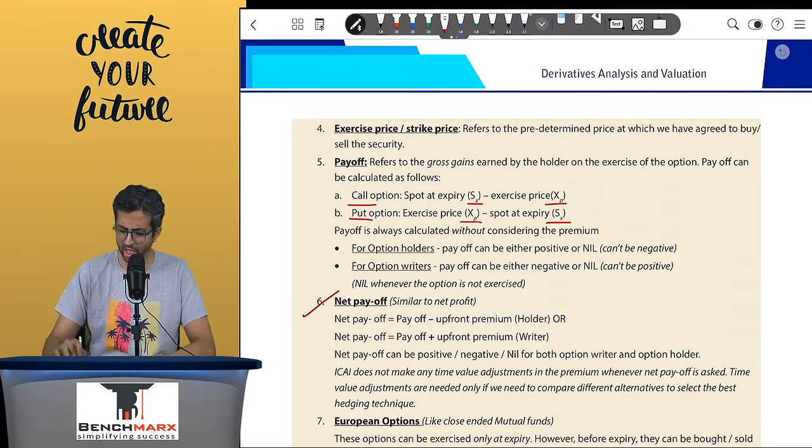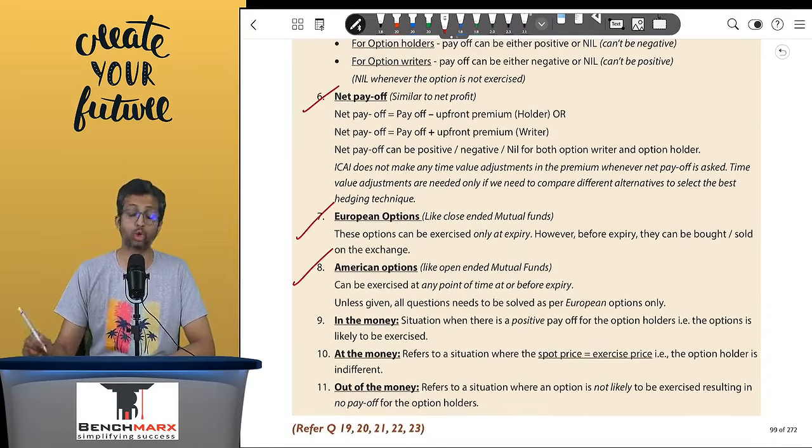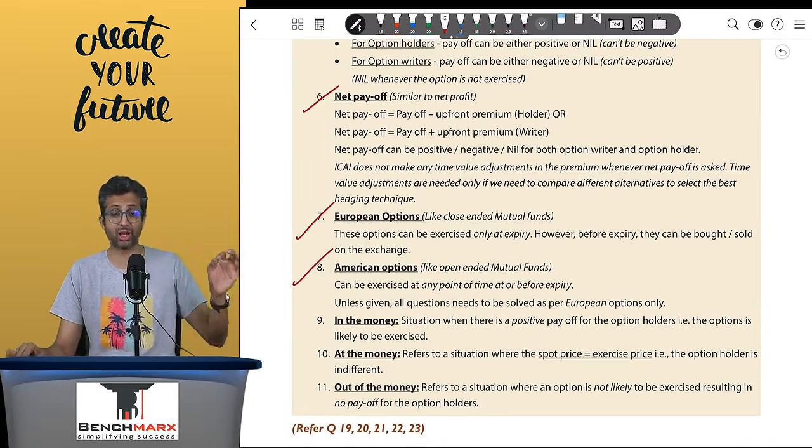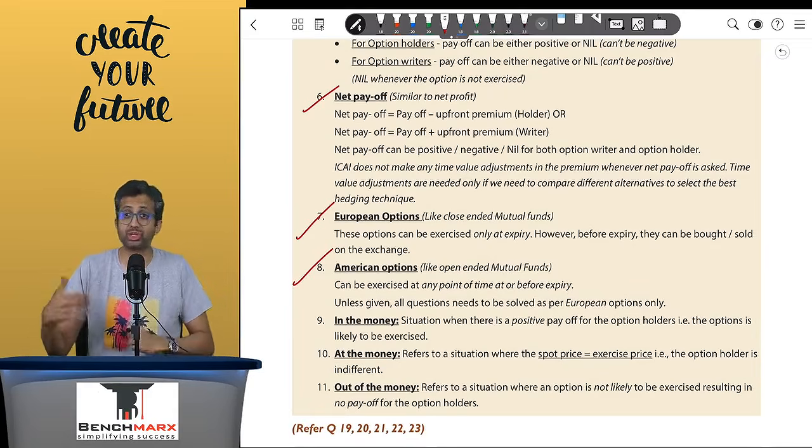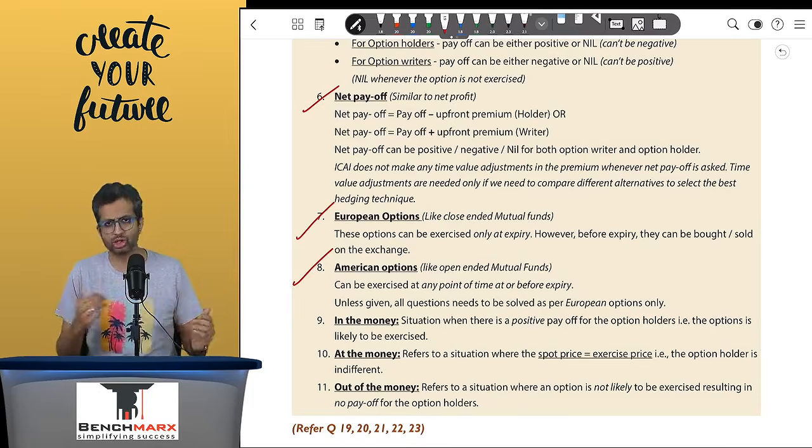So over here, there are two types of options. One is called a European option, which can be exercised at expiry only. However, you can trade, buy or sell that option on the exchange even before that. Second is the American option, which can be exercised at any time, at or even before expiry, and which can also be traded on the exchange.